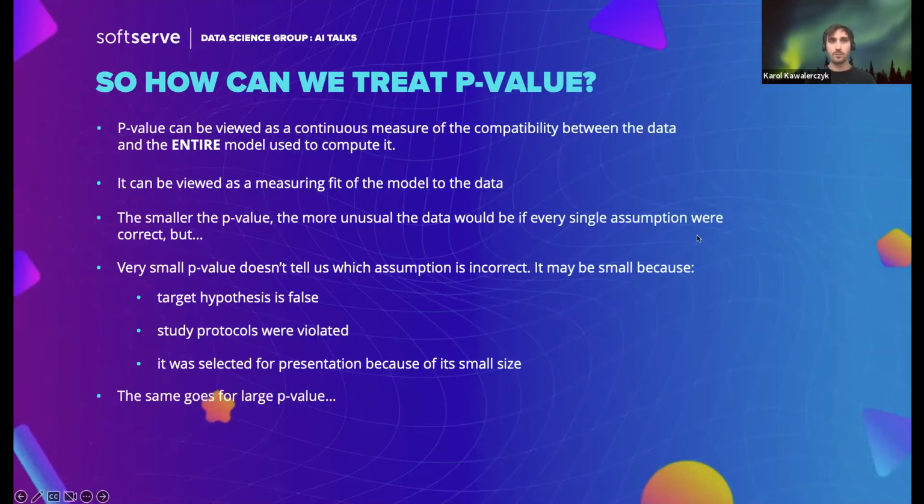And the same goes for a large p-value. A large p-value brings us some information that, okay, we cannot reject this hypothesis and nothing more. It doesn't tell us that this hypothesis is correct. It doesn't tell us which assumptions of our hypothesis are correct. It just tells us, hey, basically there's something you cannot say about it. So you can't reject this hypothesis. And that's all.